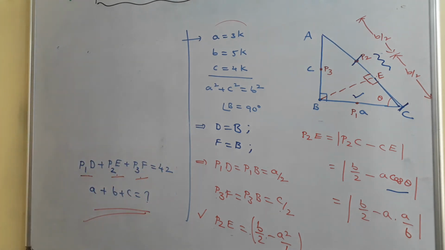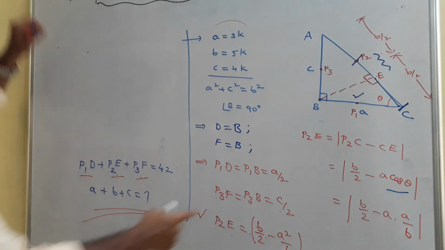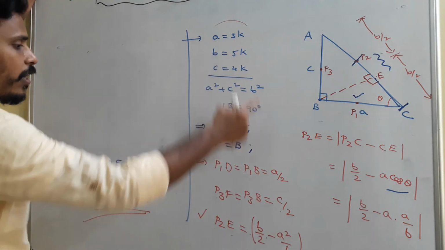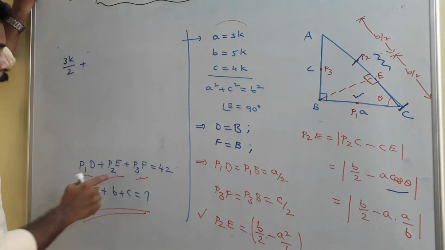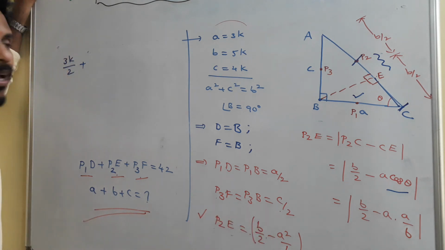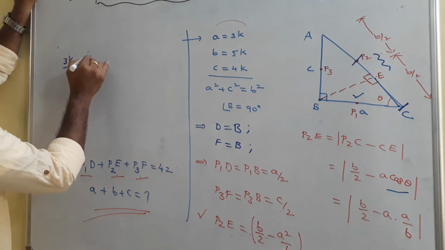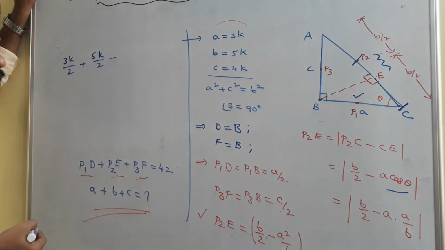P1D plus P2E plus P3F is given as 42. So that means you need to add these three and equalize it to 42. A by 2, A is 3K, so I am saying it as 3K by 2 plus P2E. P2E is this B by 2 minus A square by B. What is B by 2? 5K by 2. 5K by 2 minus A square by B.